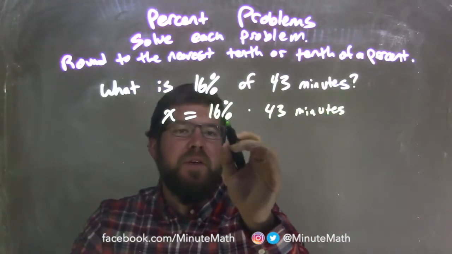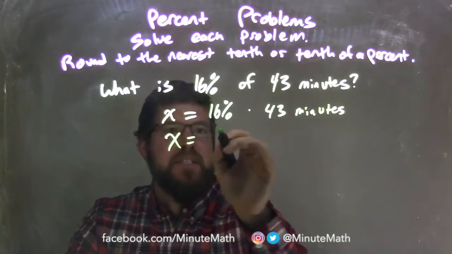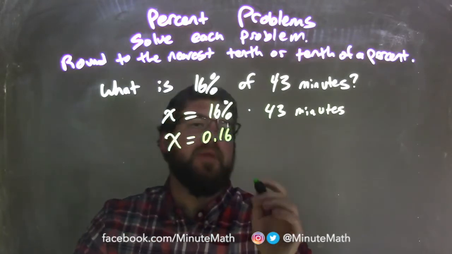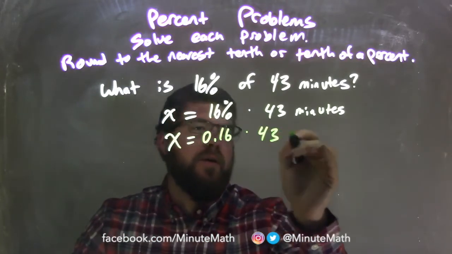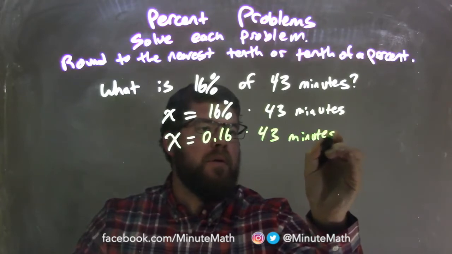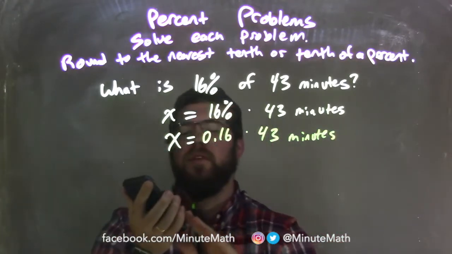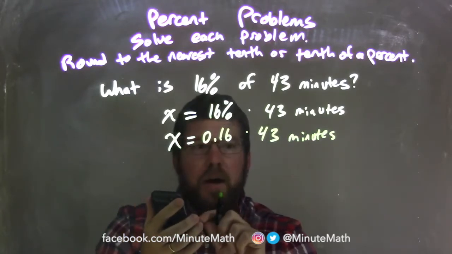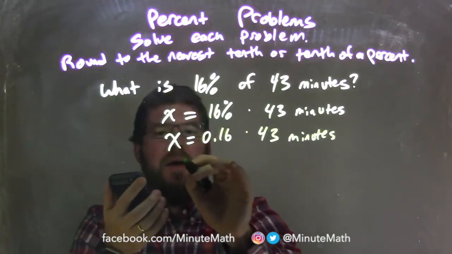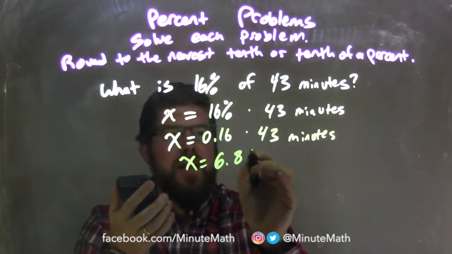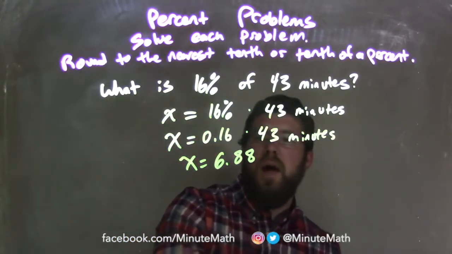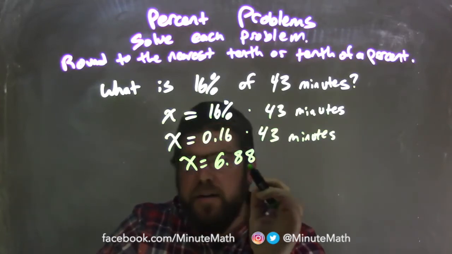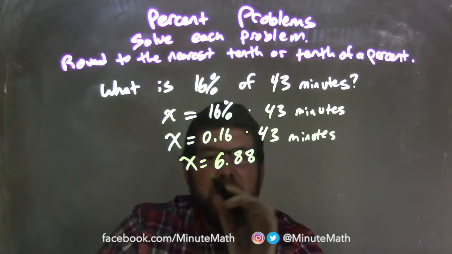Let's rewrite this percent as a decimal. So we have x is equal to 16% as a decimal, and we move the decimal over 2 units to get 0.16, times 43. I can leave the units, minutes, here. Pretty easy. So now I need to multiply that out. What's 0.16 times 43? That comes out to be x equals 6.88. Now notice I didn't put an approximate sign here because when I multiplied that out, 0.16 times 43 didn't round at all. The calculator just gave me 6.88, so I kept it an equal sign.